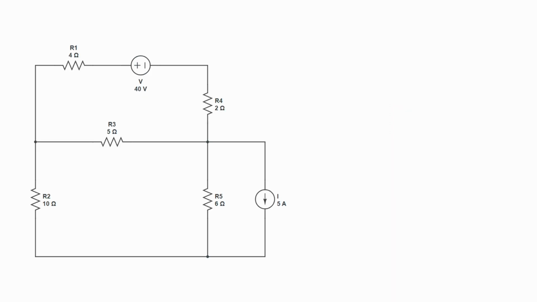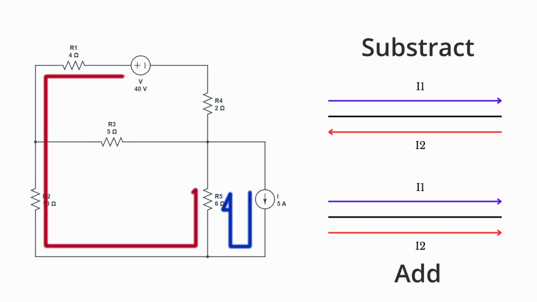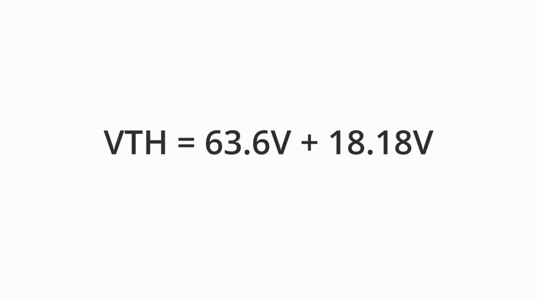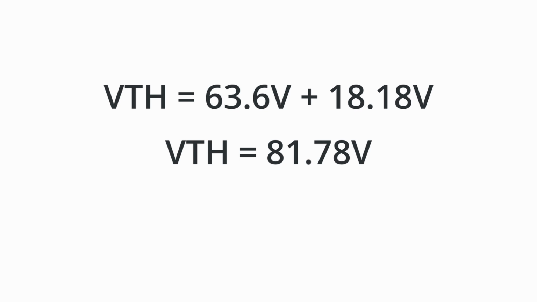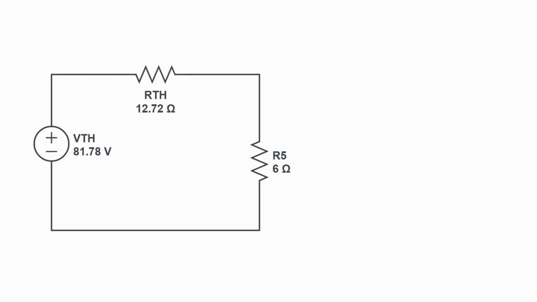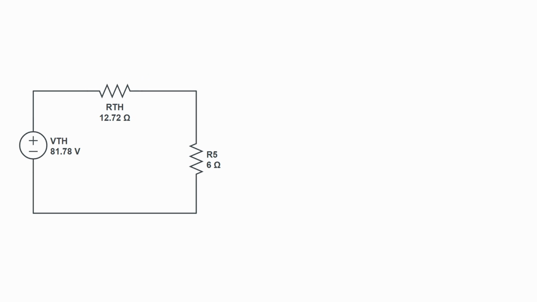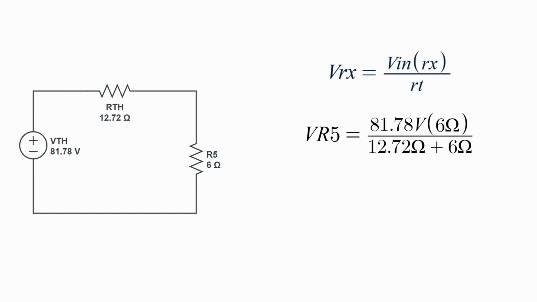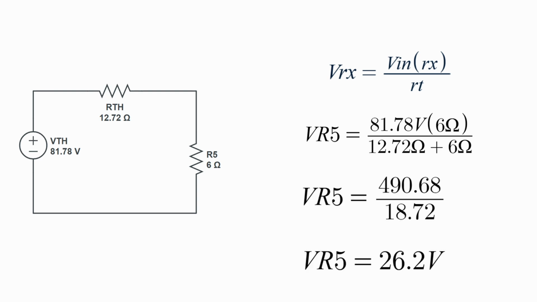Now we just have to observe the current direction for the voltage and current source so we can know if we have to add or subtract the voltages we obtain. As you can see here, we'll have to add them, so we obtain a final Thevenin's voltage of 81.78 volts. The rest is easy, we just have to build the equivalent circuit, so we'll have something like this. To know the value of the voltage in resistor 3, we simply multiply the input voltage, 81.70 volts, by the resistance 6 ohms, and divide by the total resistance in the circuit. This will give us 26.21 volts.